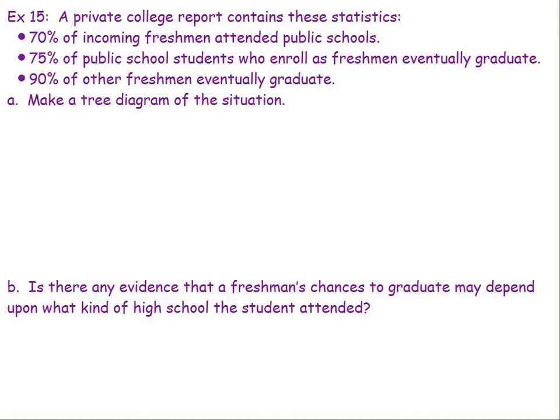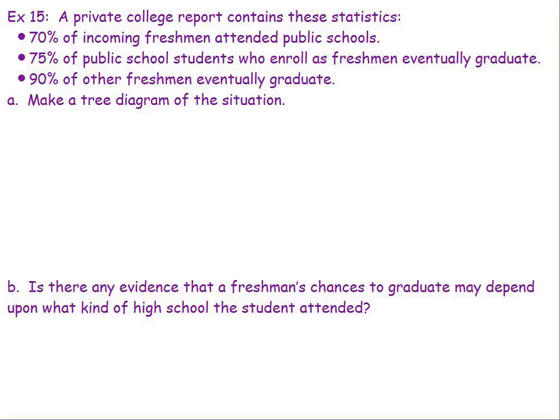So a private college report contains the following statistics. 70% of incoming freshmen attended public school. 75% of public school students who enroll as freshmen eventually graduate. 90% of other freshmen eventually graduate. And we're going to make a tree diagram. So when you look at this, they talk about incoming freshmen, they talk about them attending public school, and they also talk about them eventually graduating.